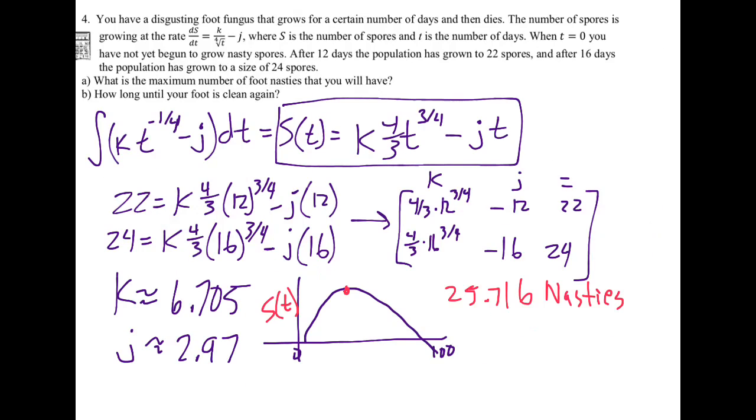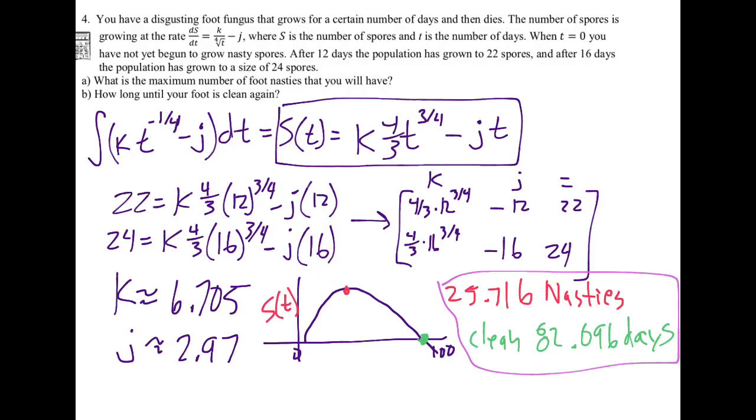And then to calculate how long until your foot is clean again, until you have 0 spores, well, that's going to be that 0 right there. So calculate that 0. So second, calculate 0, left bound 0, right bound 100. Guess, put it close to 100. You will get clean foot after 82.096 days. So you're going to have a stinky, nasty, disgusting foot for quite some time.